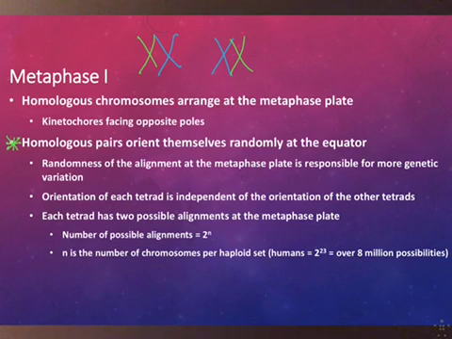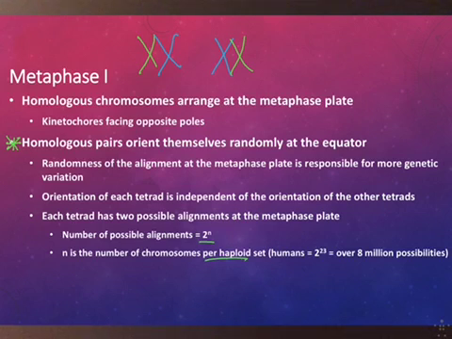This gives the number of possible alignments a value of 2^n, meaning 2 to the number of chromosomes, where n is the number of chromosomes per haploid set. In humans, this would be 2 to the 23rd, which if you throw that in your calculator will be over 8 million possibilities of genetic recombination simply based on how the chromosomes line up at the metaphase plate. This does not include the possibilities when you factor in crossing over as well. Once we add that in, it's over 16 trillion possibilities.